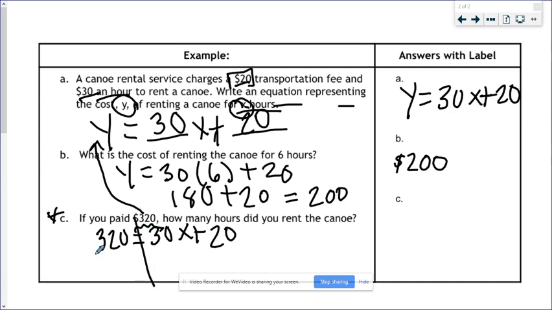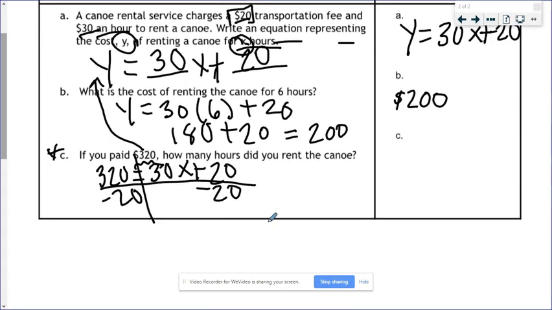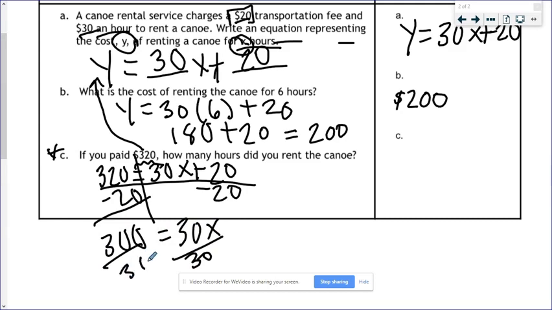I can draw my T-chart. I'm going to run out of room here. I can subtract the 20 and move it to the other side, which is going to leave me with 300. Let me see if I can move this down. Maybe. Which is going to leave me with 300 equals 30x. Divide, and your x should equal 10. So over here where our answers go, we're going to say x equals 10, and then we have to label hours.